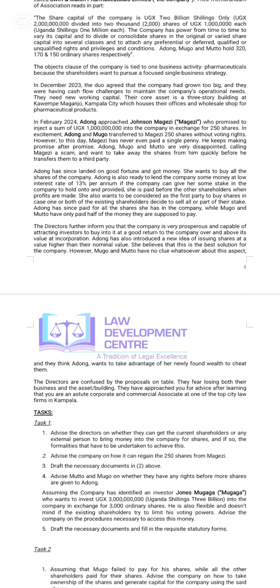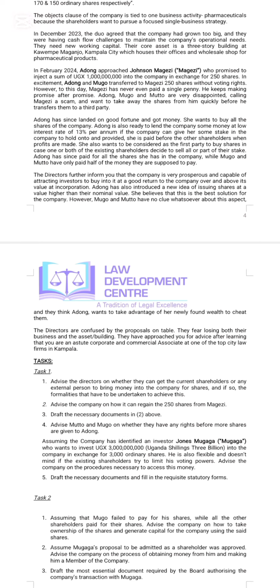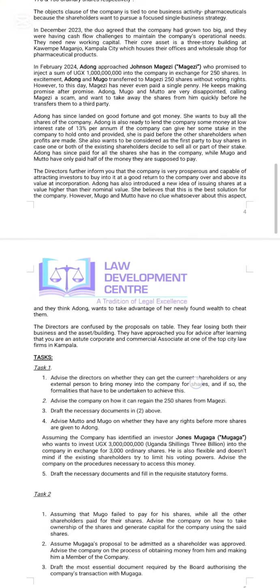So basically, you can see these guys have a building. That means we can pledge this one and get money from the bank. So in February 2024, Adong approached Johnson Magezi, who promised to inject a sum of Uganda shillings 1 billion into the company in exchange for 250 shares. In excitement, Adong and Mungo transferred to Magezi 250 shares without voting rights. However, to this day, Magezi has never paid a single penny. He keeps making promise after promise. Adong and Mungo are very disappointed, calling Magezi a scammer, and want to take away the shares from him quickly before he transfers them to a third party.